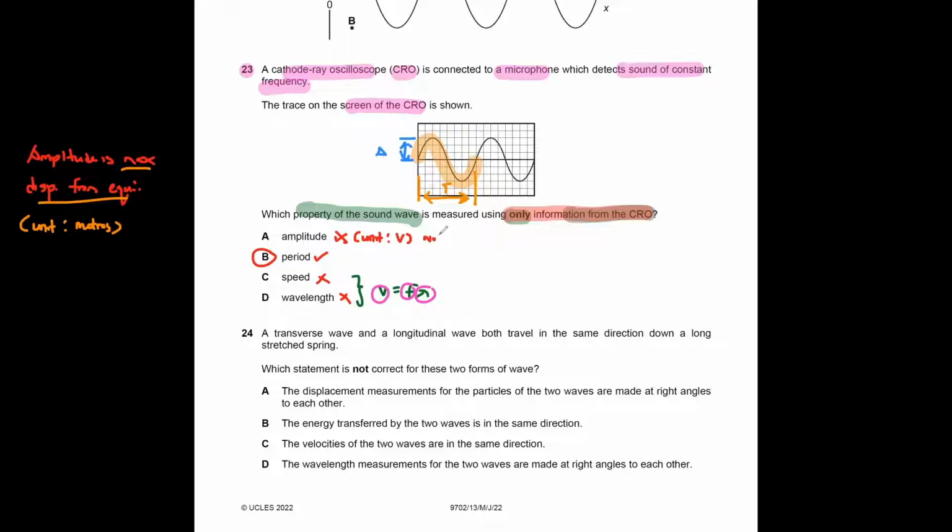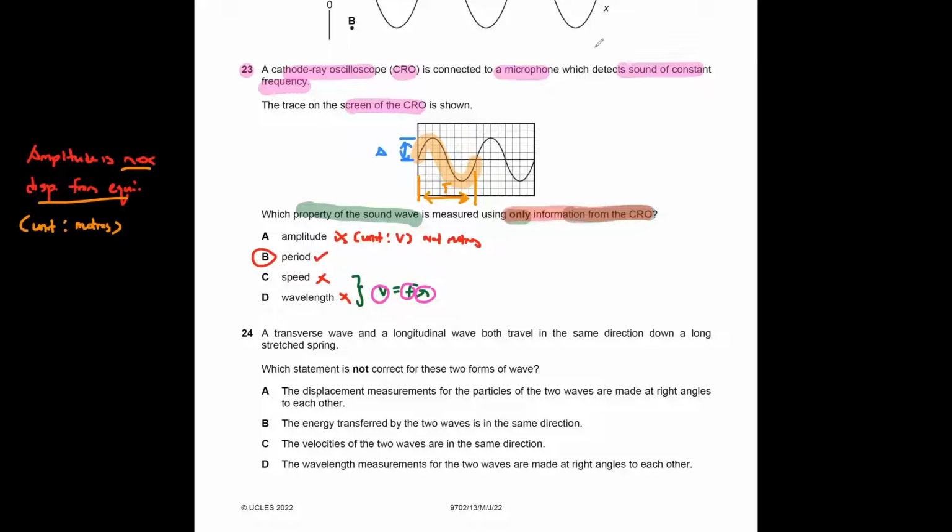So not meters. If you are getting the amplitude value in terms of volts, you will eventually need to convert it to meters. So you are not getting the property of the sound wave using only information from the CRO. You still need to do some sort of conversion. Okay, so that's why answer A here is wrong. B is the correct one.